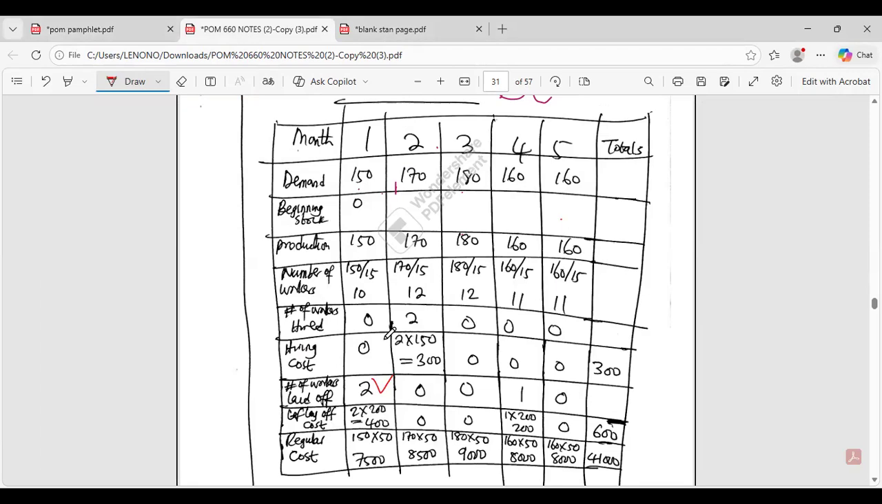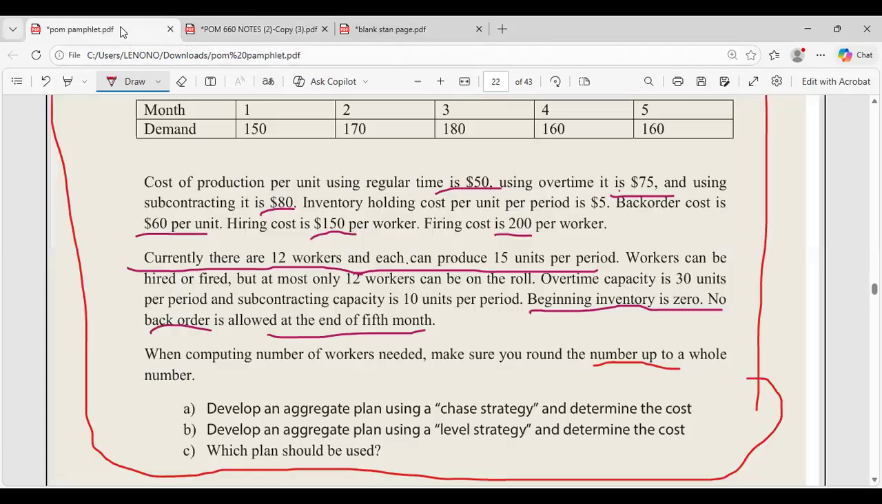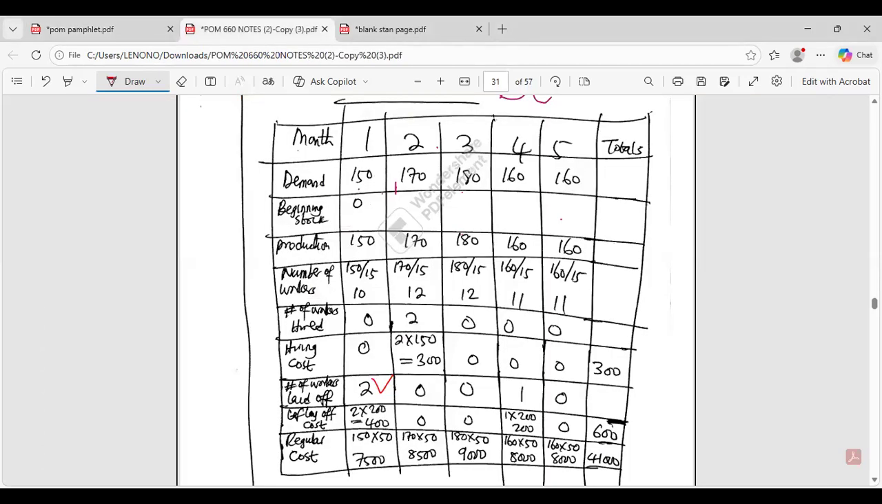Yes, because we're allowed to hire and fire, but not exceed 12. The current workforce was how many? 12 workers. Currently we are 12 workers, but here we have found 10 workers. So what does it mean? It means that we laid off 2 workers. Is that clear? Yes. So forget about the 12.